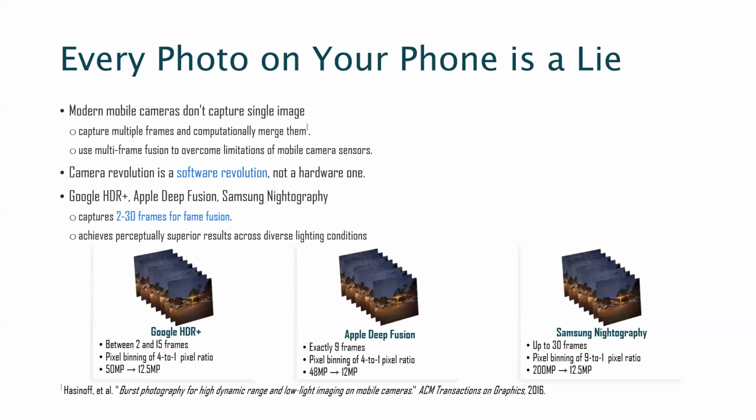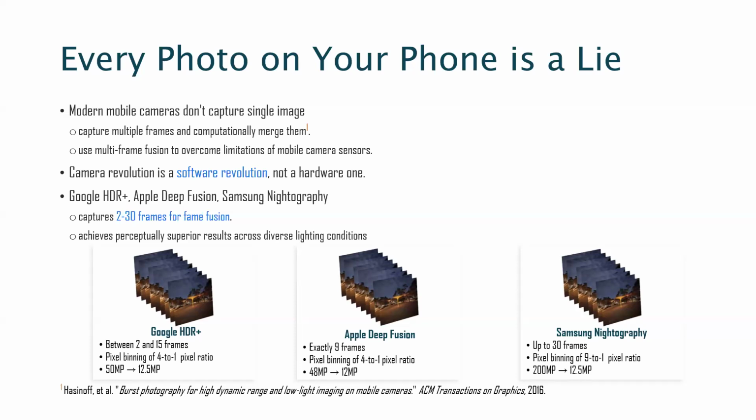The most commonly used platforms are the Google Pixel, which uses Google HDR+, Apple Deep Fusion, which is only included in the Apple Pro series, and Samsung Nightography, adopted in the Samsung Ultra series. In Google HDR+, they capture between 2 and 15 frames and then do pixel binning. Pixel binning is how many pixels accumulate to make one pixel in the final photograph. The ratio will be like 4:1.